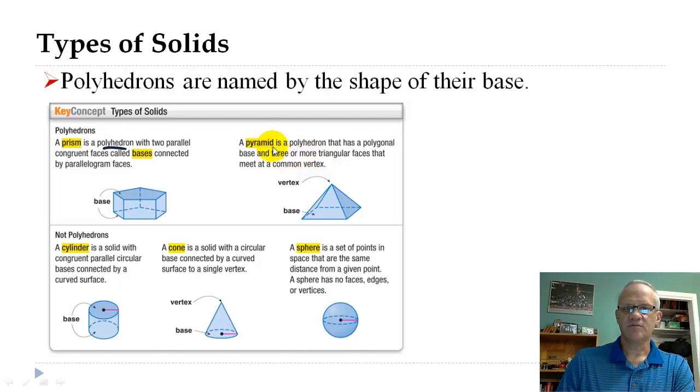Also, pyramids are named by the shape of their base. So in this case, since this has 4 sides, we might call it a square pyramid, or perhaps a rectangular pyramid is what we might call that. Okay? All right.